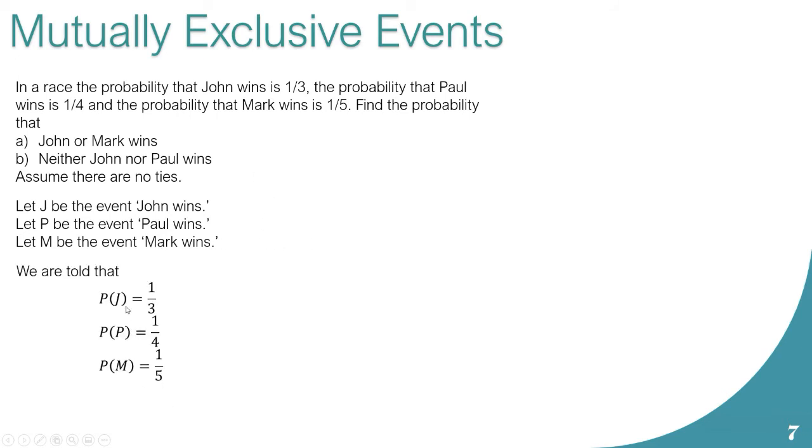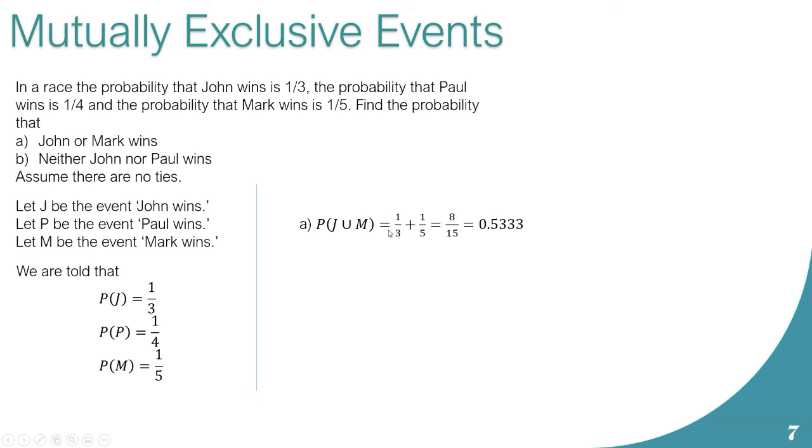So this is what we're told. We're told that the probability of John winning is 1/3, of Paul winning is 1/4, of Mark winning is 1/5. Here now we're asked for the probability of John or Mark winning. That's the union of these two events here.